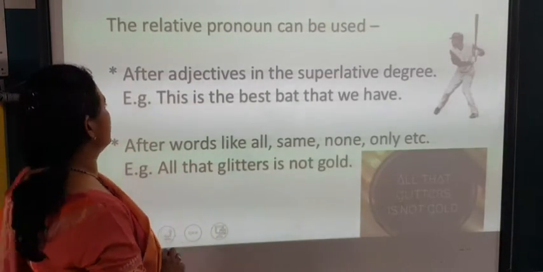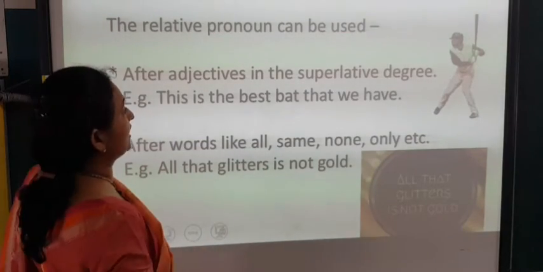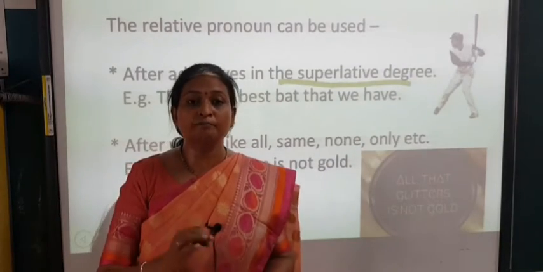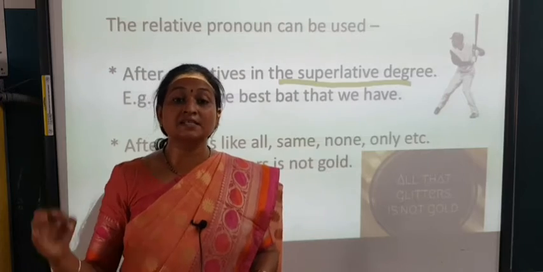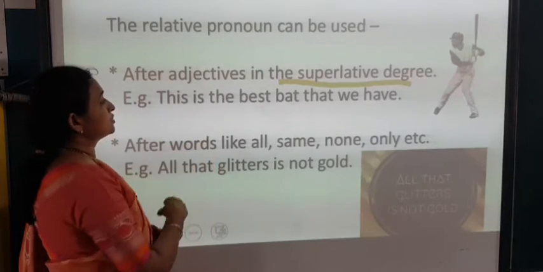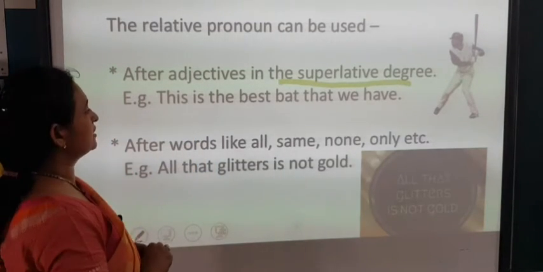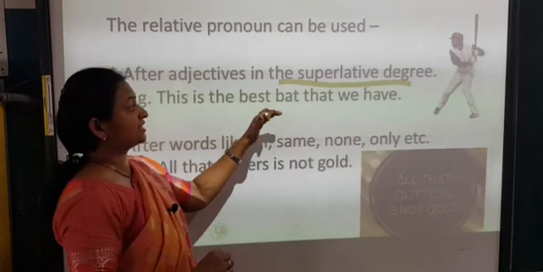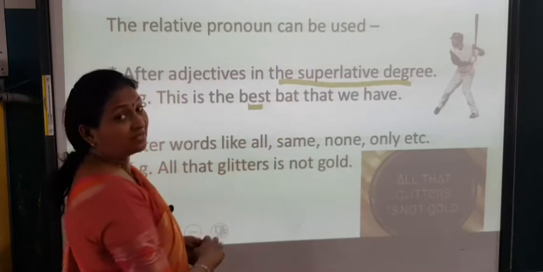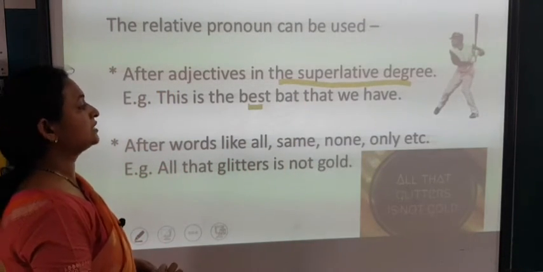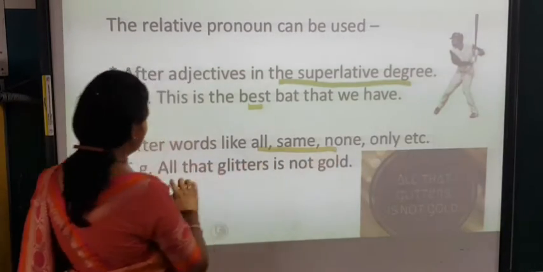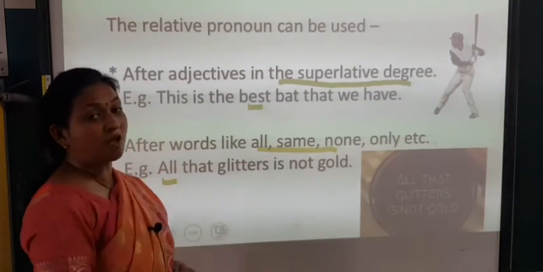The relative pronoun can be used after an adjective in the superlative degree. What do you mean by superlative degree? For example, good, better, best. So, best is the superlative degree. So, the last column of your degrees of comparison. After using that, you will be using that. For example, this is the best bat that we have. So, this is a superlative degree. So, after that we are using that. After words like all, same, none, only, etc. All that. Now, after using these words, no? So, see here. All that glitters is not gold.